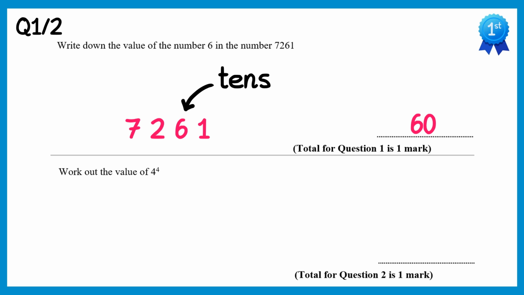For question 2, we need to find the value of 4 to the power 4. Now you may be able to type this straight into your calculator, or you can realise that 4 to the power 4 means 4 times 4 times 4 times 4 again, so 4 times in total, and if you type that into your calculator you'll get the answer 256.